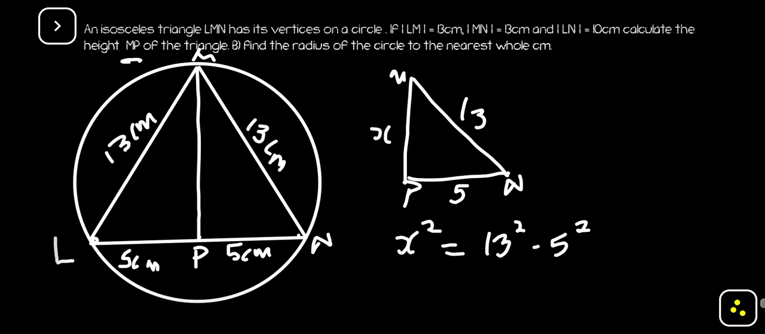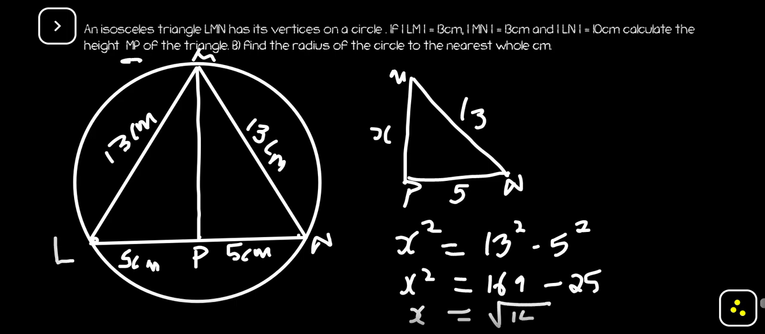So X squared is equal to 169 minus 25, which gives X equal to the square root of 144, because 169 minus 25 is 144. When you take the square root on both sides, you have the square root of 144. That means MP is 12 centimeters. That's the height, 12 cm. So we can say that MP is 12 cm.